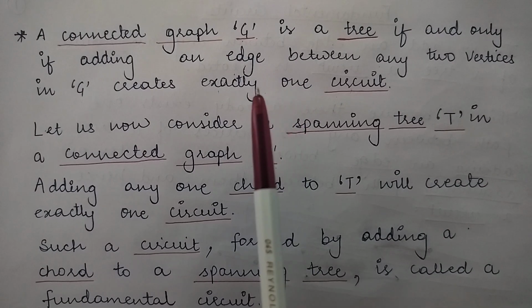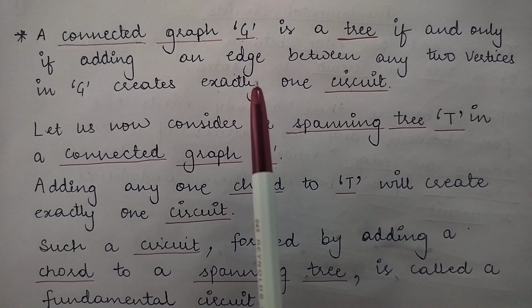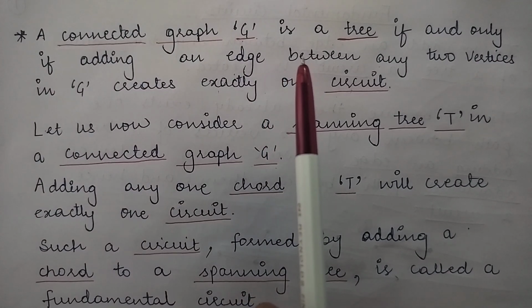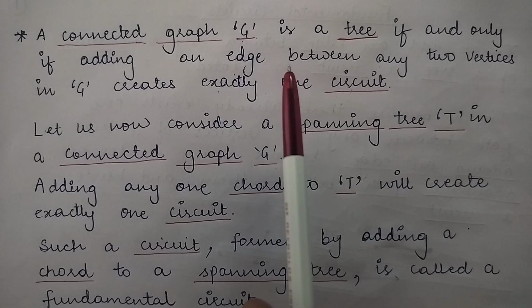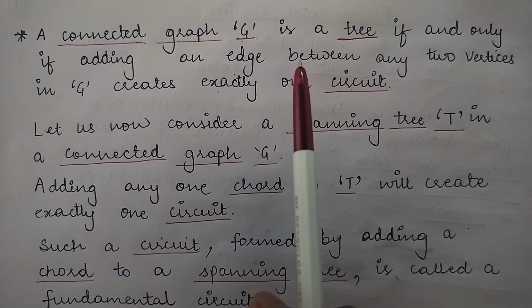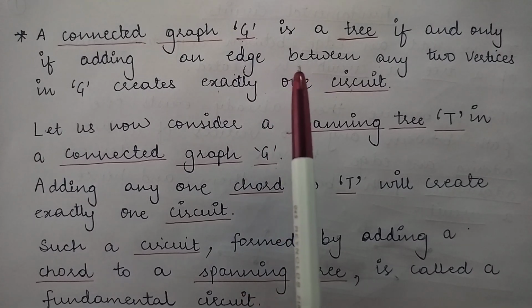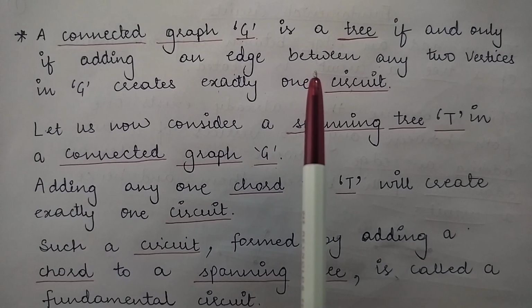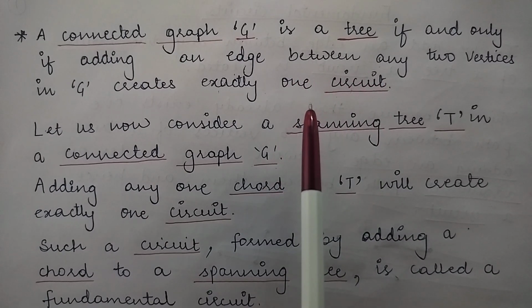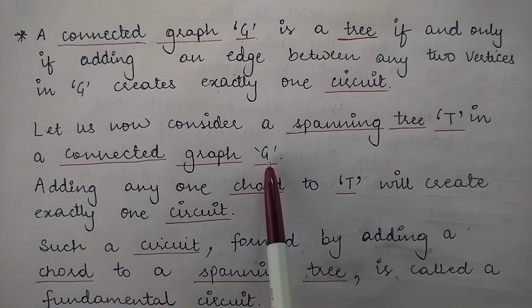You have a connected graph which is completely circuitless, and then if you add an edge between any two vertices of that connected graph, and by adding one edge you get one circuit, that means there did not exist any other circuit before. You have only one circuit after adding one edge, so that means there did not exist any circuit before. Only a new circuit has been formed after adding a new edge. That means this is a tree, because only in the case of trees, when you add one edge you get one circuit. That means there did not exist any circuit before, and hence you can say that such a connected graph is a tree. Now let us consider a spanning tree T in a connected graph G.